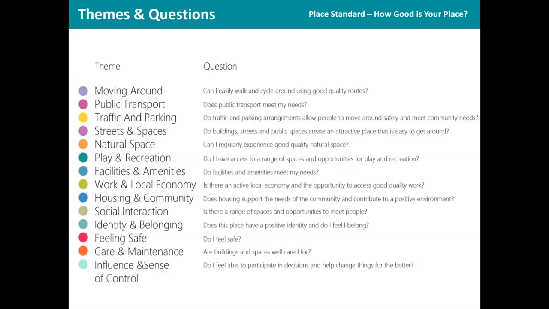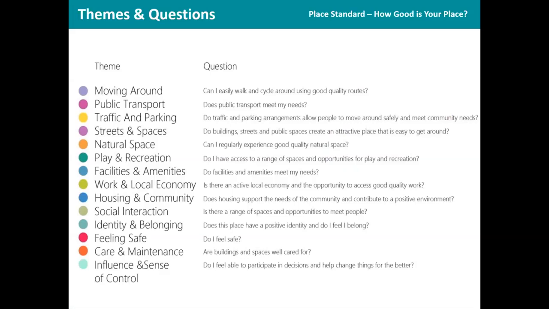Thanks for that. So, in terms of the tool itself, it's a compass diagram. It's split into 14 dimensions, and as Thomas has said, it would be helpful for me just to explain what they are. So they are fairly standard areas of what would make up a place. So the first theme, for example, is called moving around. And the question in relation to that theme is, can I easily walk and cycle around using good quality routes? It's a very simple question, and it stimulates conversation.